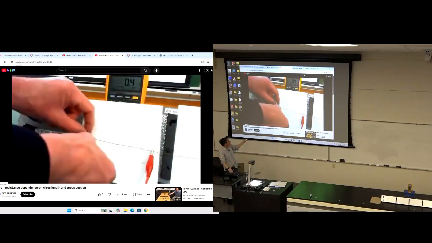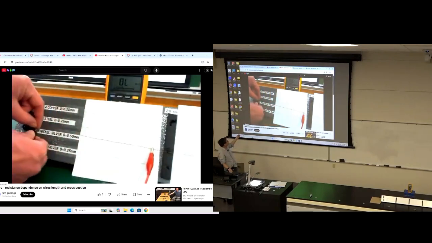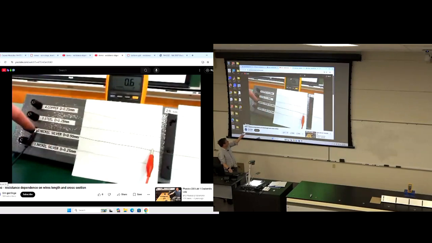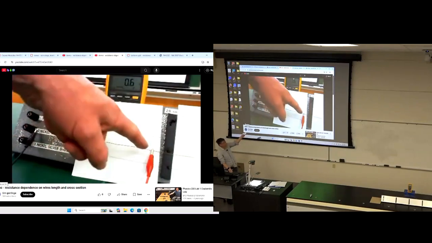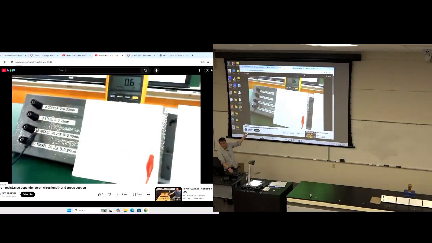And then finally, I think I'm going to look at the resistance by doubling the length of this wire. If I double the length of this wire, I get roughly double the resistance of the wire. And so it depends on the length.